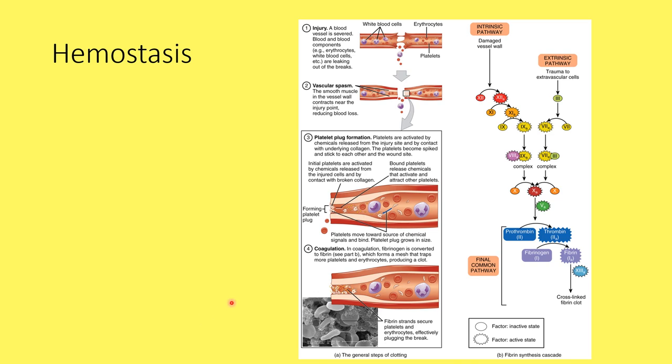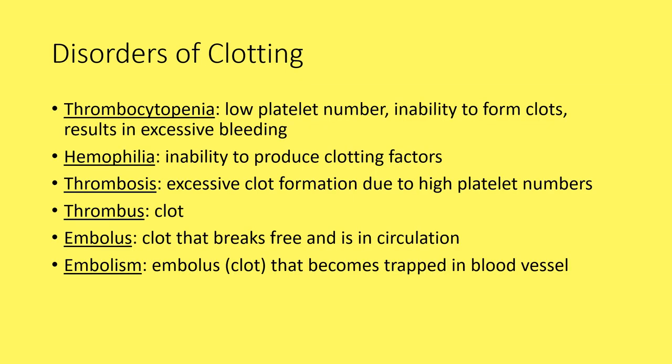There's a whole series of steps that involve various chemicals, and that's what this is just showing over here. So there are disorders associated with clotting as well. Thrombocytopenia is a low platelet number. If you have low platelet numbers, that means that's going to affect your ability to form clots. You're not going to be able to form clots as easily, which means any slight injury can result in excessive bleeding.